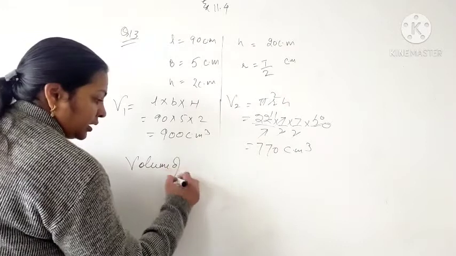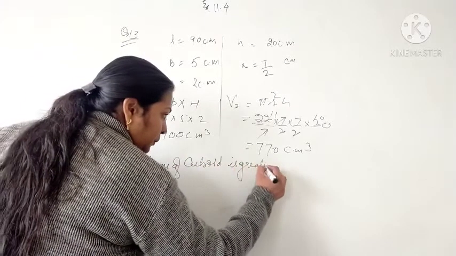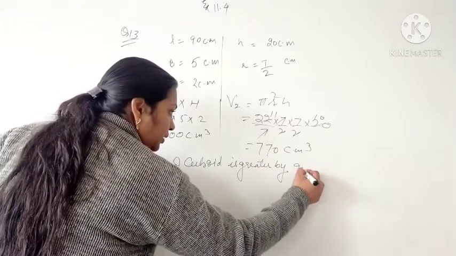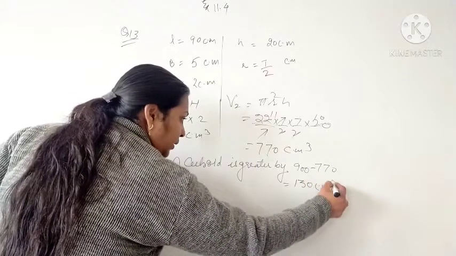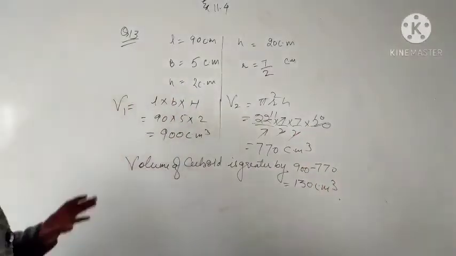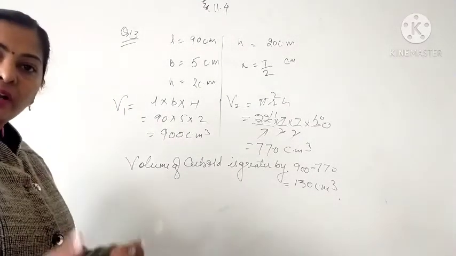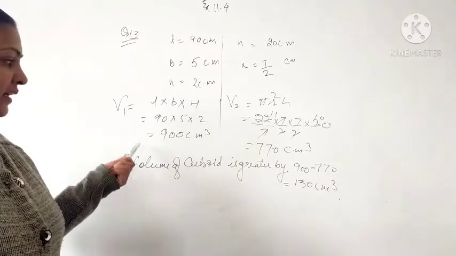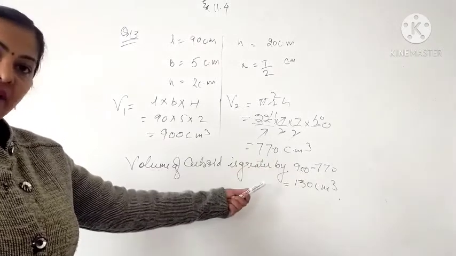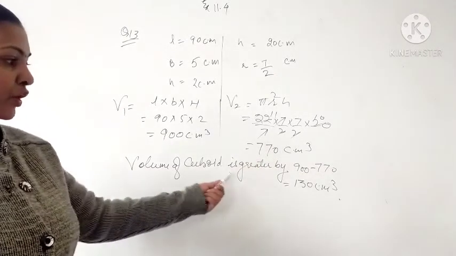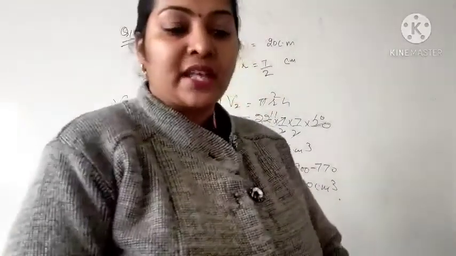Volume of cuboid is greater by 900 minus 770, that is equal to 130 centimeter cube. So when we compare the volume of a cylinder and a cuboid, we find that the cuboidal tin will consume more and its capacity is 900 centimeter cube, while the capacity of the cylinder is 770 centimeter cube. So volume of cuboid is greater by 130 centimeter cube. So this completes our chapter.